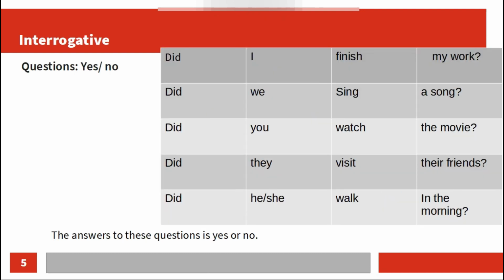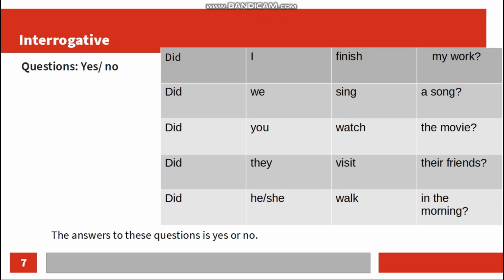Structure of the interrogative sentences. Now we bring did in the beginning. These are the yes-no questions. Did I finish my work? Did we sing a song? Did you watch the movie? Did they visit their friends? Did he or she walk in the morning?